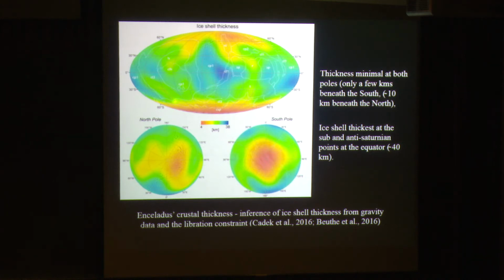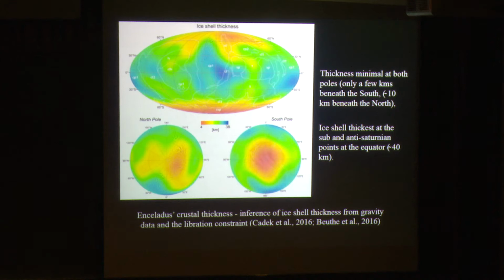By knowing the thickness of the ice crust, and by assuming that the temperature at the interface between the ice and the ocean is the melting temperature of water, you can deduce the total amount of heat which has to be extracted through the crust. This is done in this paper, and they find that you need between 15 and 20 gigawatts in order to have such a crustal thickness.